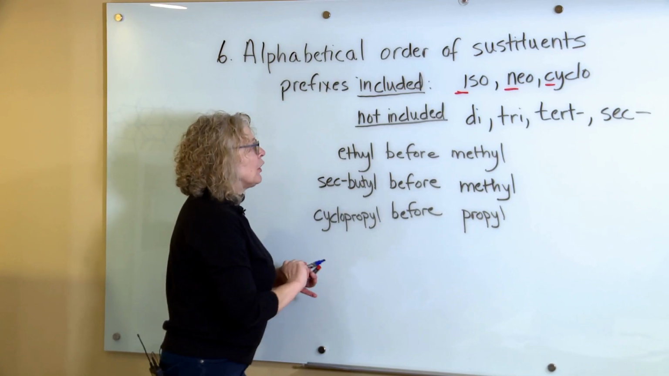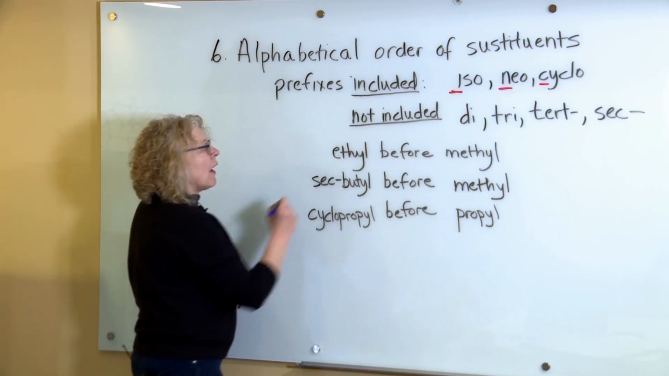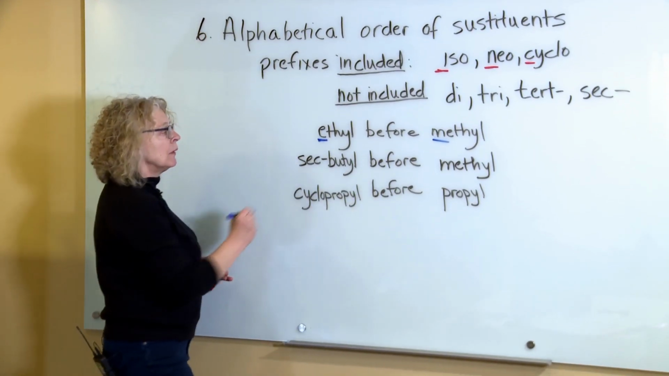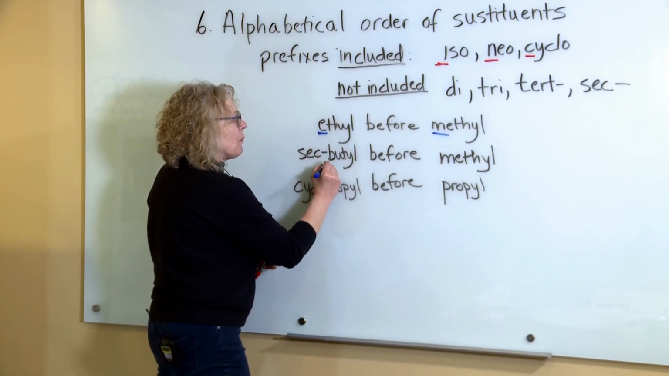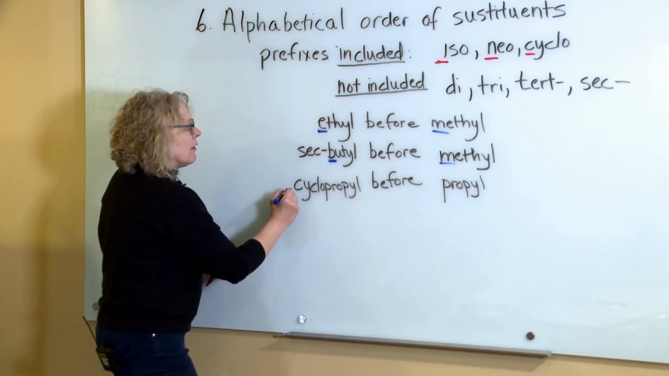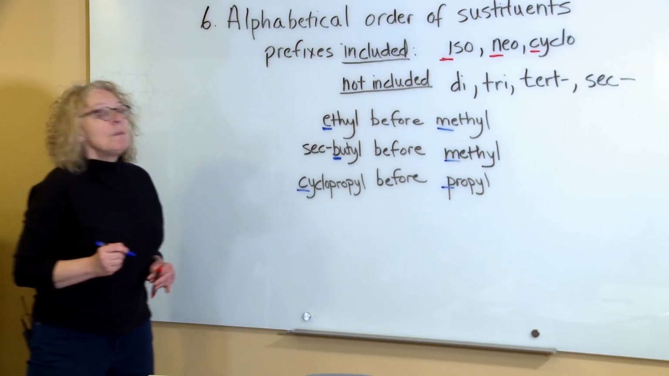So as we look at comparing these alkyl substituents, ethyl comes before methyl because E comes before M. Sec-butyl comes before methyl because we don't count the sec, the B comes before the M. And cyclopropyl, the C is counted and it comes before the P of propyl.